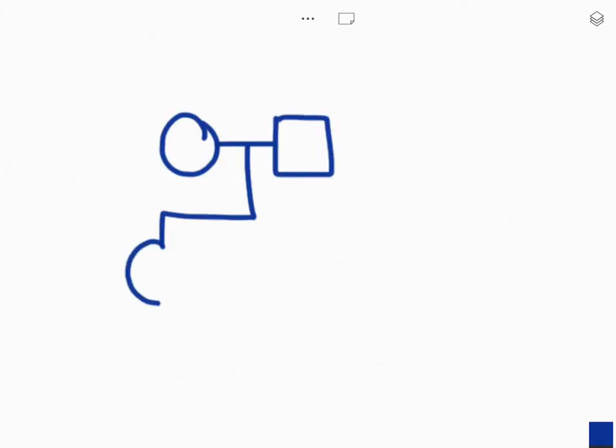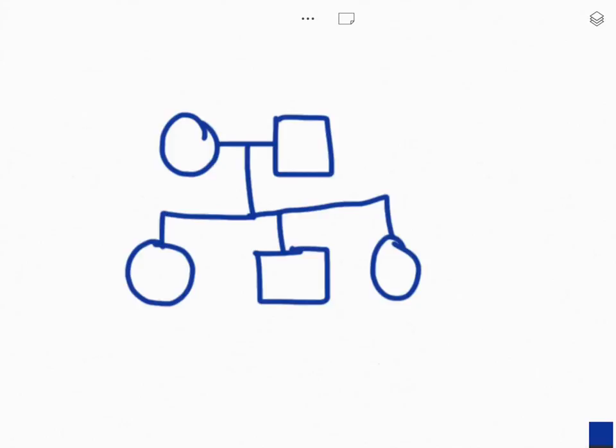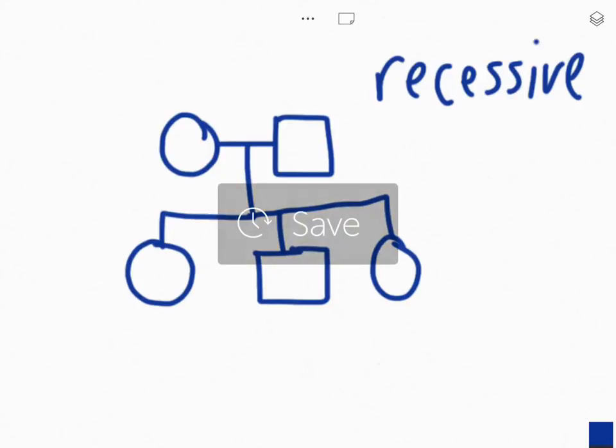where, let's see, we have a mom, we have a dad, and they have 3 kids. The first child is going to be a girl, and then they have a boy, and then they have another girl. Now let's say that we want to look at a disease, and this disease is going to be recessive. Okay? So that means that you have to have 2 of the recessive alleles in order to show the trait.